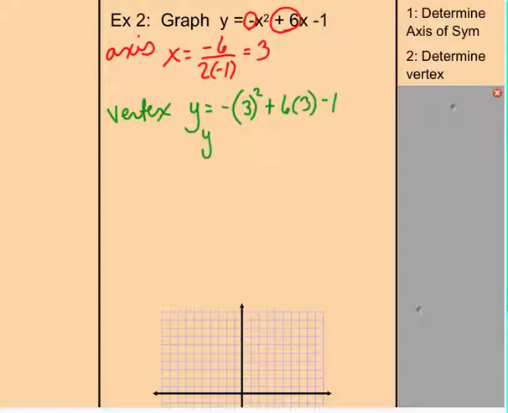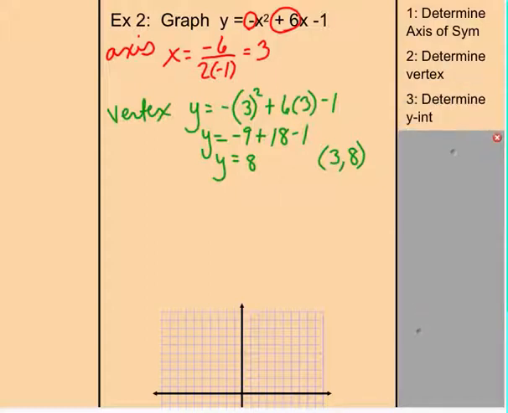So we have 3 squared is 9 times negative 1 is negative 9. 6 times 3 is 18. Negative 9 plus 18 is 9, minus 1 is 8. So we get a vertex of 3, 8. 3 from that axis of symmetry, and then 8 from our substitution. Y-intercept, our nice easy one. The constant, the term that has no x value, is our y-intercept.